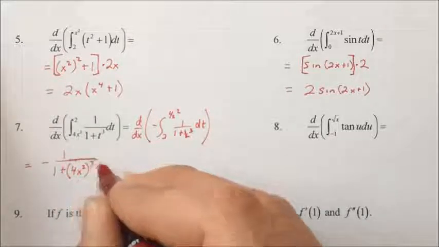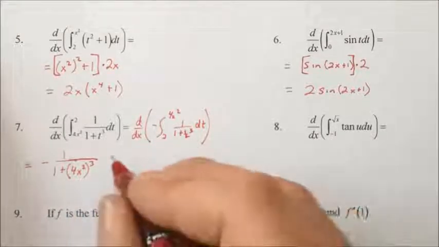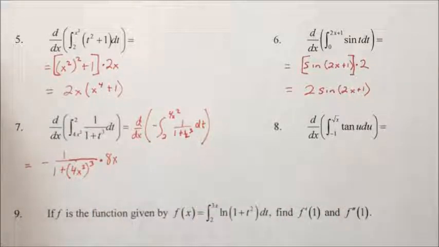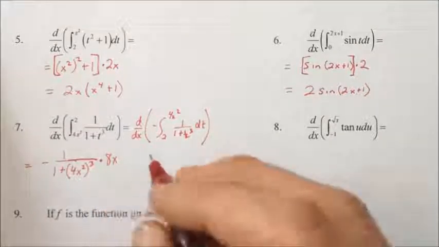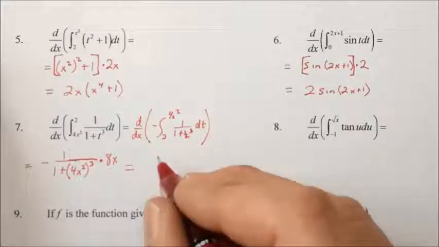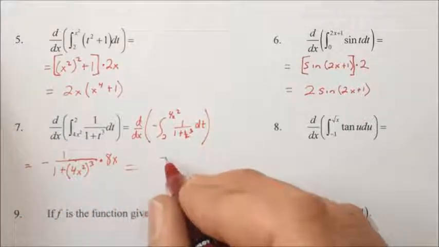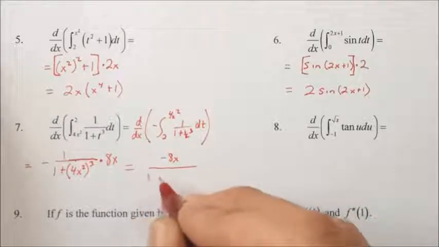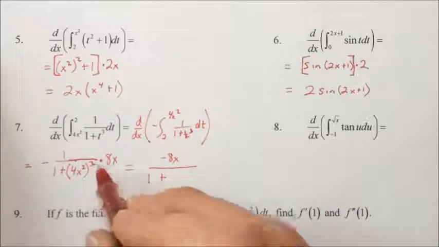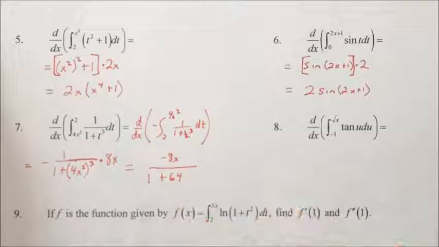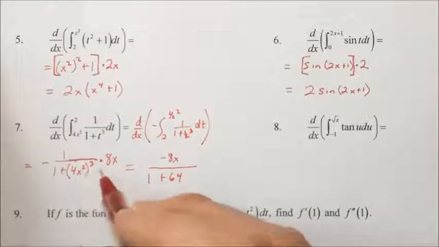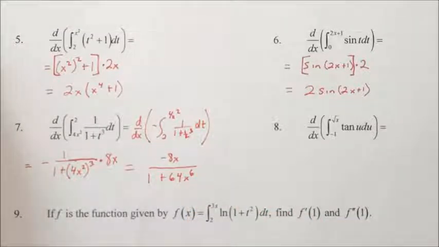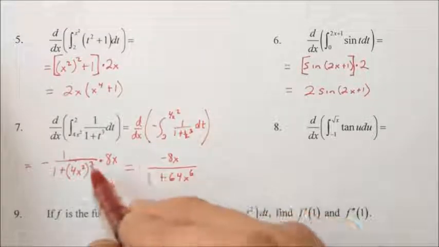Just extend my fraction bar out. And we need to multiply this by the derivative of 4x squared, which is 8x. This is a correct answer. If we were to simplify it slightly, we have our negative and our 8x, which can move up into the numerator. And down below, 1 plus 4 cubed is 64. x squared cubed is x to the 6th. Again, both of these answers are fine.